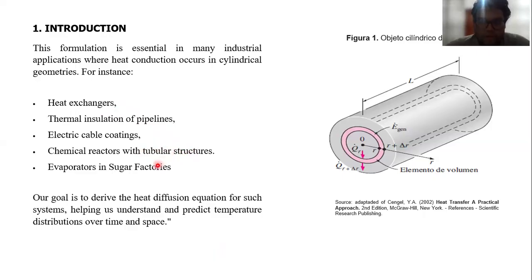Our goal is to derive the heat diffusion equation for the system, helping understand and predict temperature distribution over time and space. In this Figure 1, we have a cylinder, and we have some elements on it. We have a volume element, which is selected with a red cursor. We have a radius denominated by the letter R, and another radius denominated R plus delta R. So we have a very complete cylinder array over here.